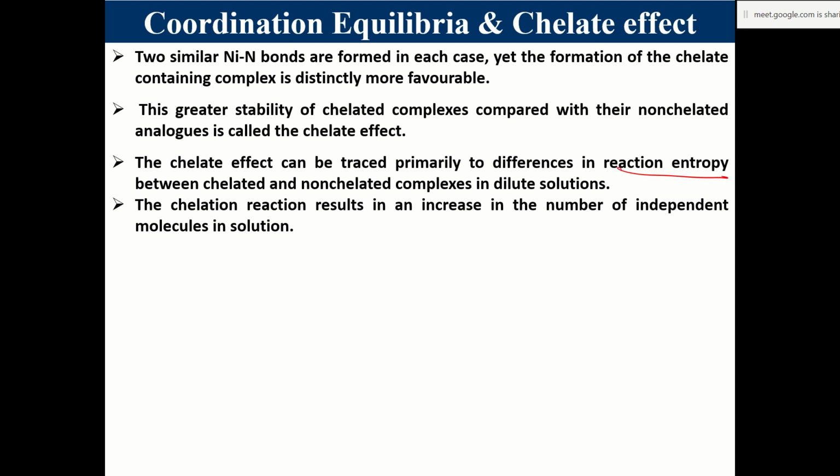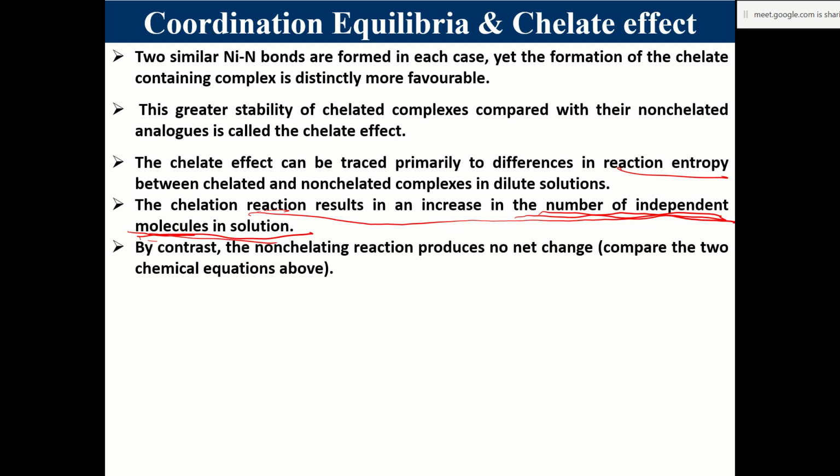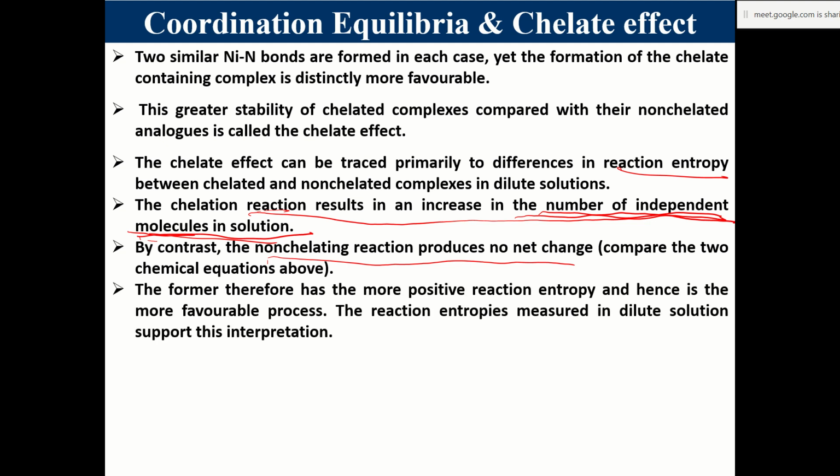So, reaction entropy we have seen in dilute solutions. A chelation reaction results in an increase in the number of independent molecules in the solution. We have just seen that the number of independent molecules in the solution has increased, and they roam freely. They contribute to the randomness. Overall entropy increases. In contrast, a non-chelating reaction produces no net change. We have seen that when you have NH3 replacing H2O, the same number of molecules remain in the solution. So the former has more positive entropy and hence it is a more favorable process.